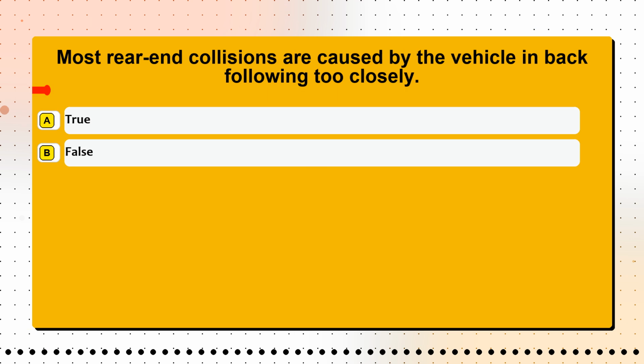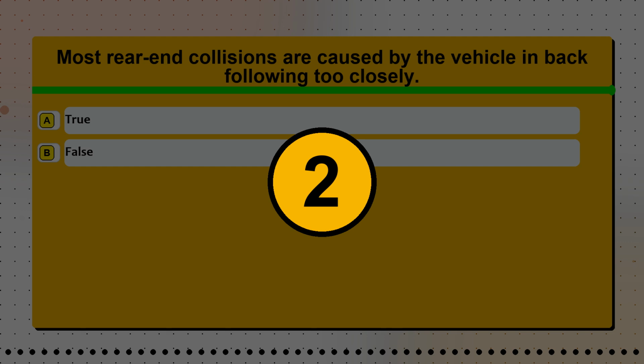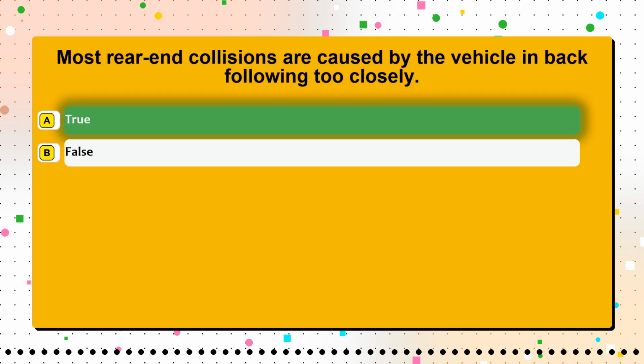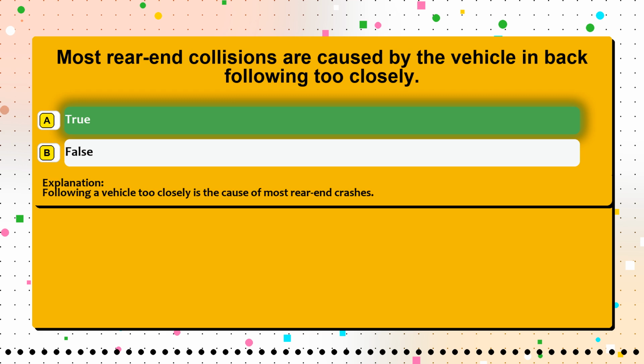Question 2. Most rear-end collisions are caused by the vehicle in back following too closely. Here are the options. Option A: true. Option B: false. The correct answer is option A. True. Following the vehicle too closely is the cause of most rear-end crashes.